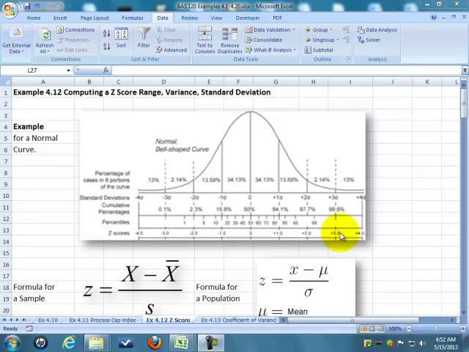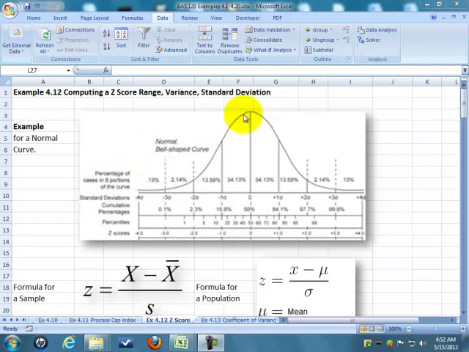Okay, welcome back. Now we're going to look at example 4.12, which is talking about how we calculate what's called a z-score, which is going to standardize our standard deviations. Basically, what a z-score is going to tell us is how many standard deviations away from the mean any particular score is.